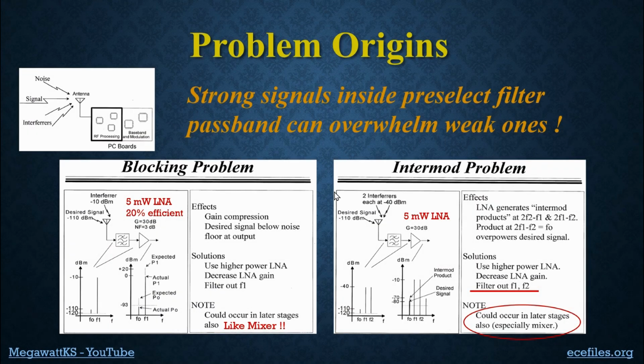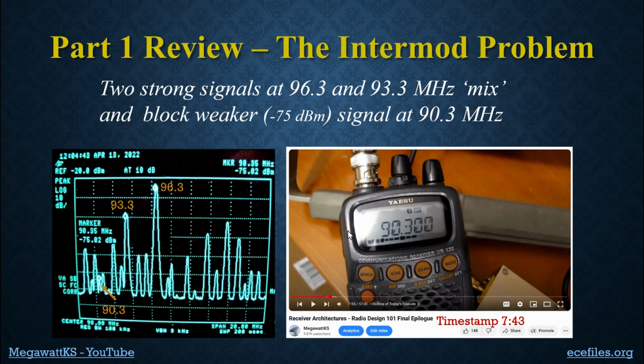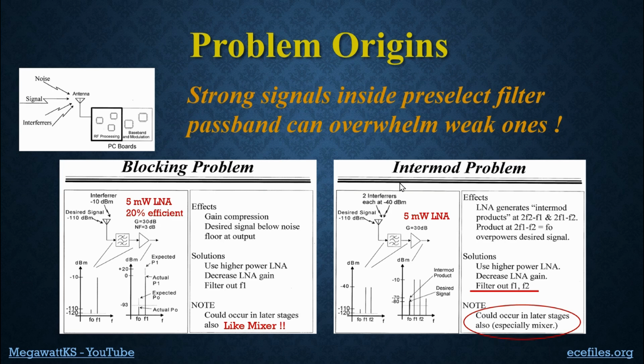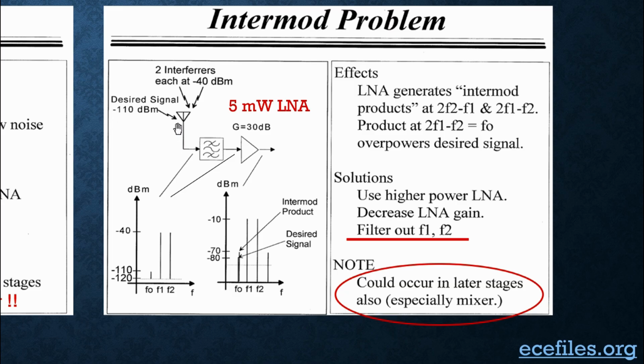But let's come back to the Intermod problem that was causing the issue in this demonstration. The reason we're going to focus on that is because this problem occurs at much lower signal levels of the interferers than the blocking problem typically. So we're sticking with our same block diagram as we just looked at for the compression problem, and the same desired signal level, minus 110 dBm, but now the interferers, instead of minus 10 dBm, are 30 dB less. They're minus 40 dBm coming in. Those aren't very strong signals.